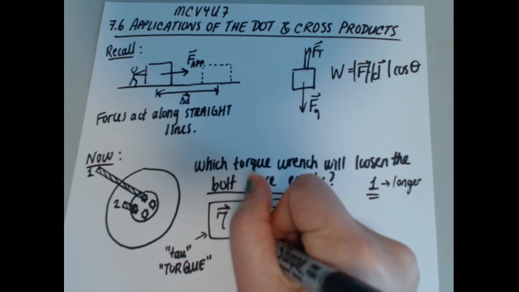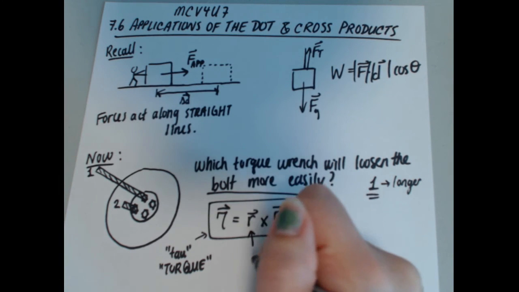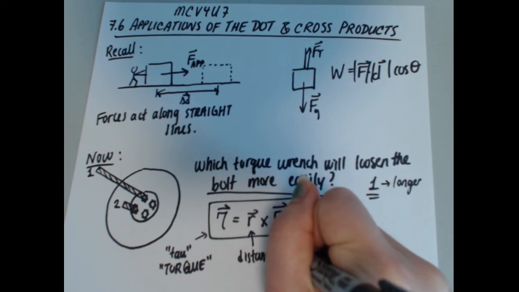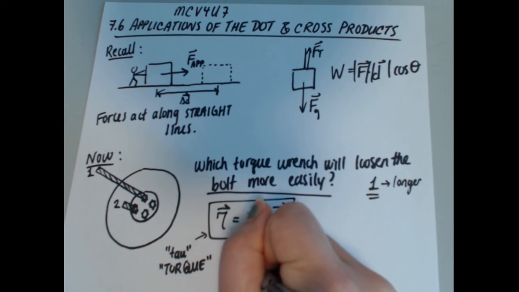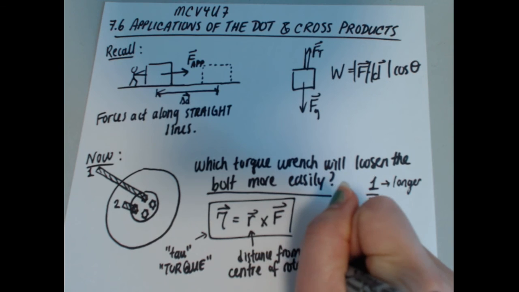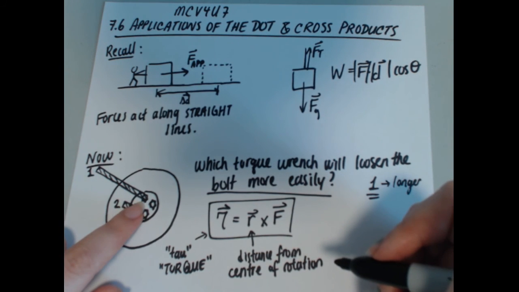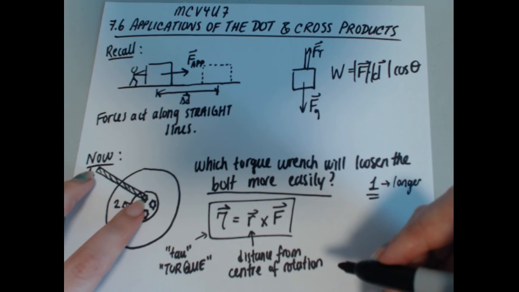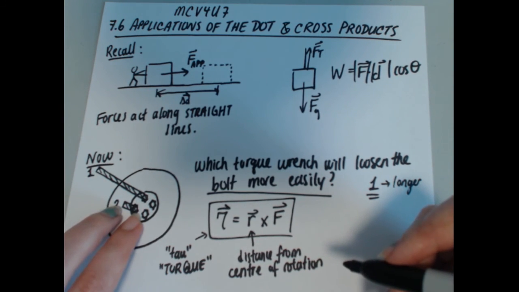R, you might think of R like radius, and it kind of is. This is the distance from the center of rotation. So in the case of the torque wrench on the bolt, on the tire, on the rim, you've got this length here. That would be R for 1, and R for 2 is that much smaller.